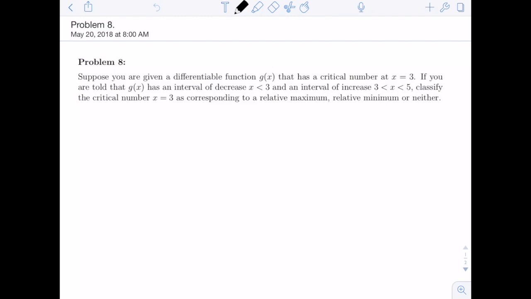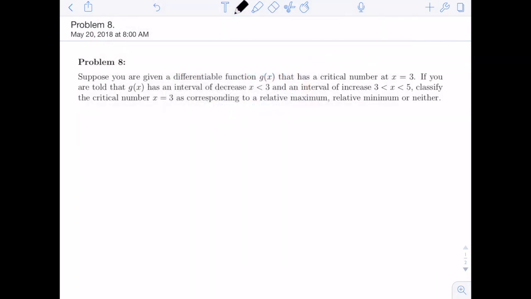Now, the first thing I'm going to mention, and I've had a lot of students ask me this, is what's going on with the 5 there. And it's really nothing. It wasn't even really supposed to be a trick. It was just the way that I had written the problem. 5 really has nothing to do with this problem, right? What this is saying is that you've got an interval of decrease to the left of 3 and an interval of increase to the right. Okay, so that's really what I was trying to say here.